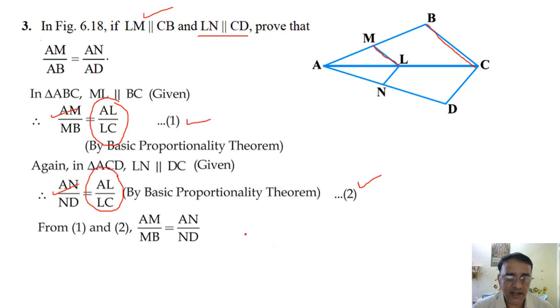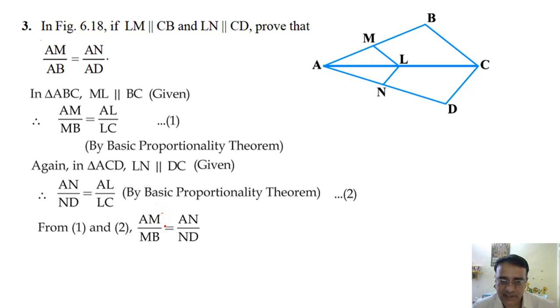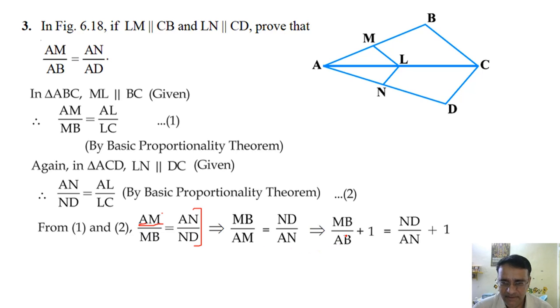Now what we have to show is AM upon AB, so what will we do here? We will not add 1 here, because adding 1 would make AM go away. That is why we will take the reciprocal. After that we will add 1. Okay, this is M. So MB upon AM plus 1 is equals to ND upon AN plus 1.